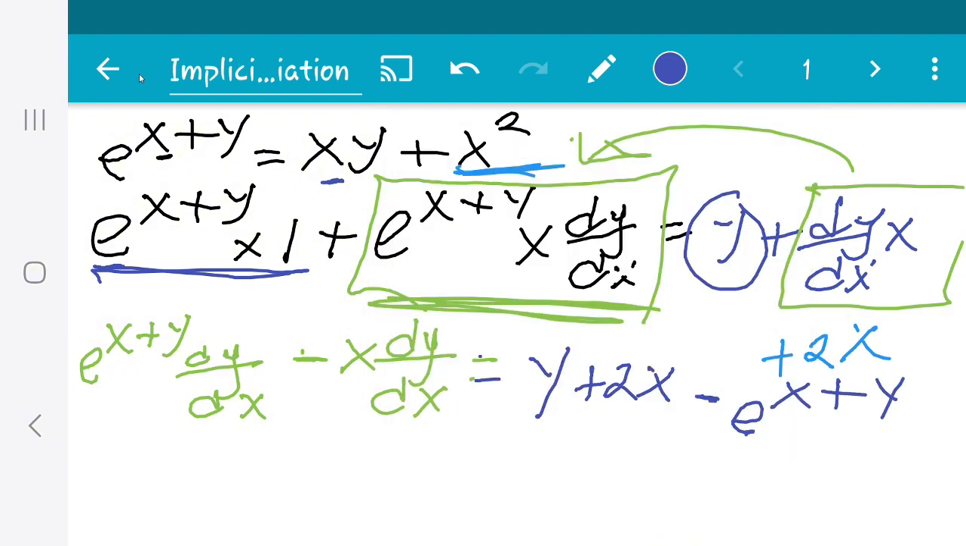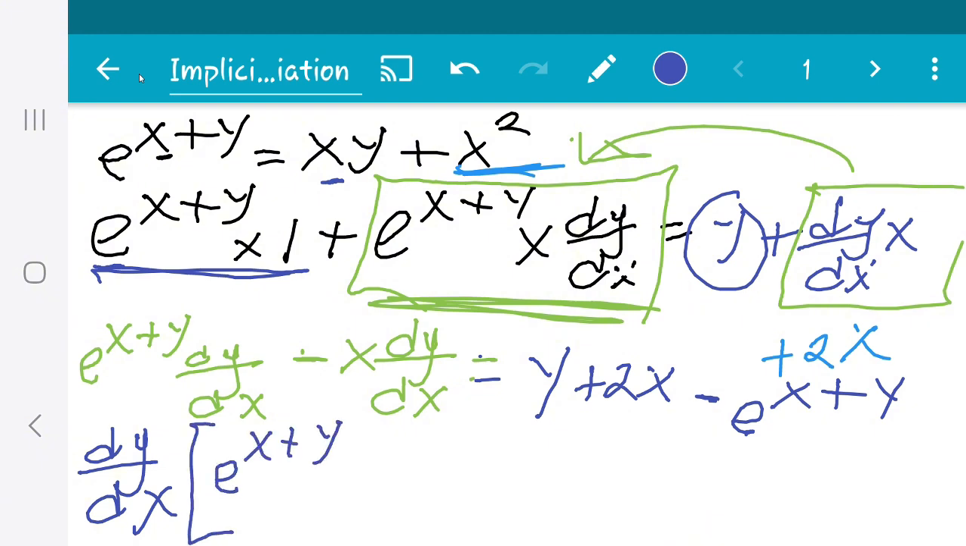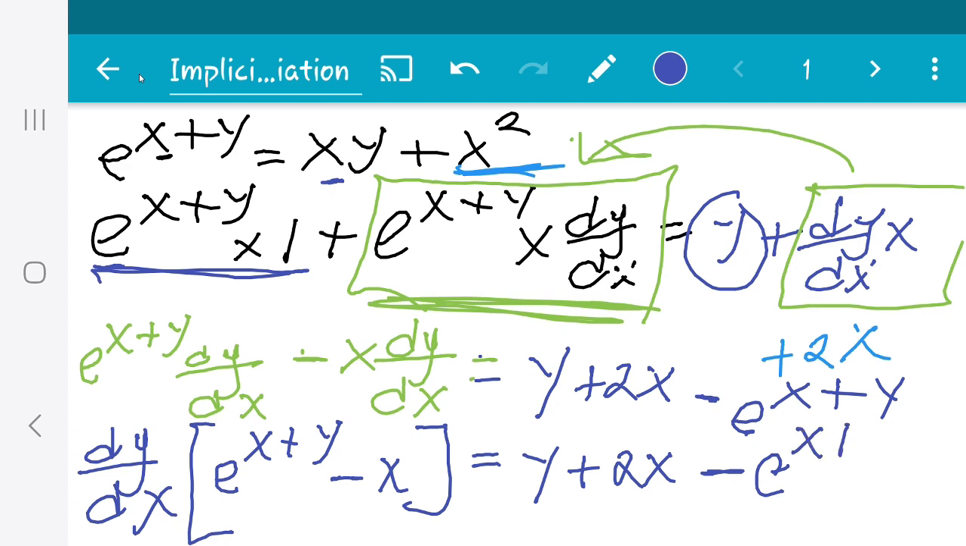Now we have to factor out dy over dx. So dy over dx times e to the power x plus y minus x will be equal to y plus 2x minus e to the power x plus y.